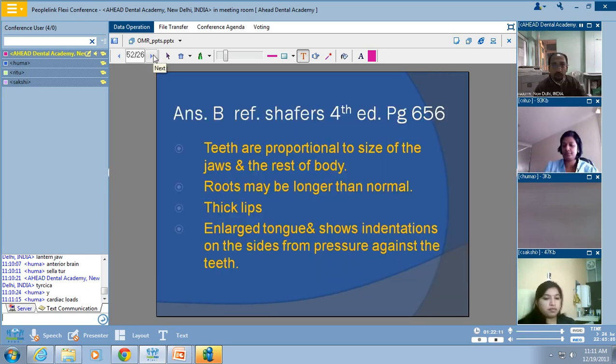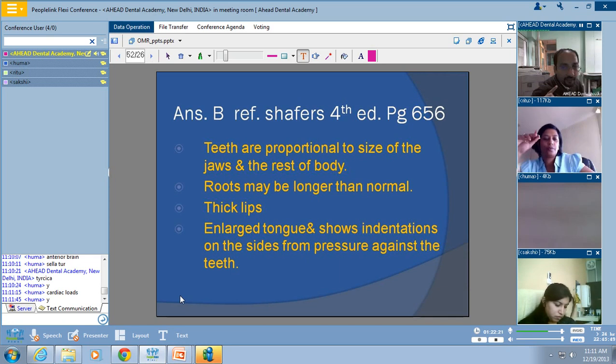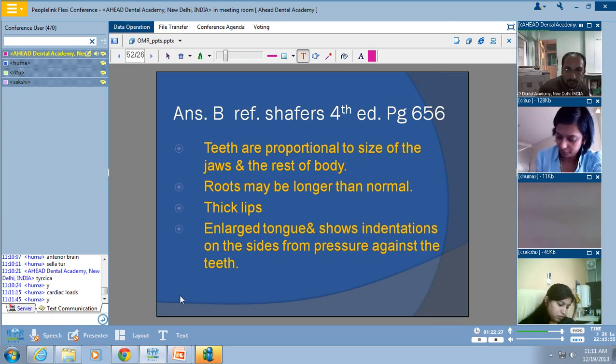Now these are the oral manifestations of hyperpituitarism, acromegaly or gigantism. Please write these points. Thick lips, enlarged tongue, and roots much longer than normal, and the teeth are proportional to the size of the jaws and the rest of the body.